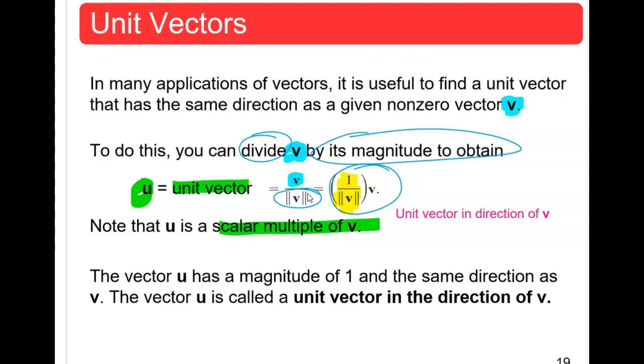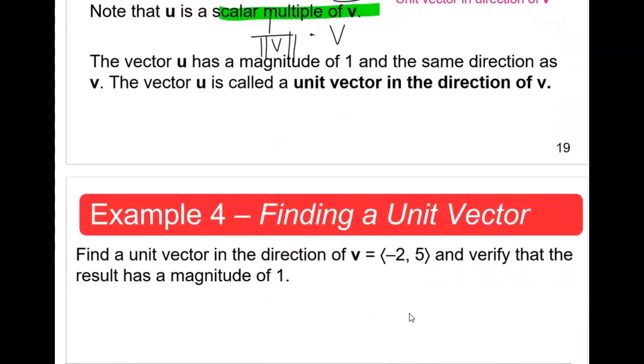Where is the scalar? Well, the scalar is going to be this part right here, 1 over the magnitude of vector v, the one that we want to get a unit vector from. So the vector u has a magnitude of 1 because we are multiplying by 1 over the magnitude, and the same direction as the original vector v. The vector u is called a unit vector in the direction of vector v.